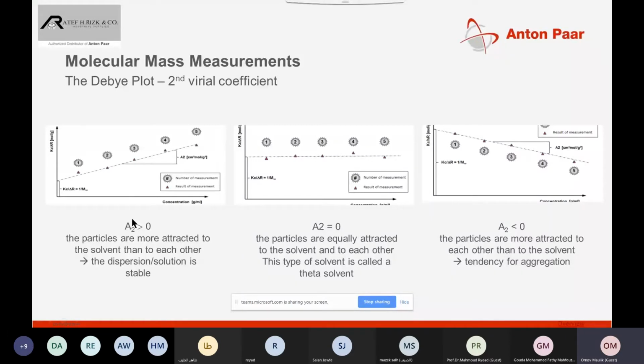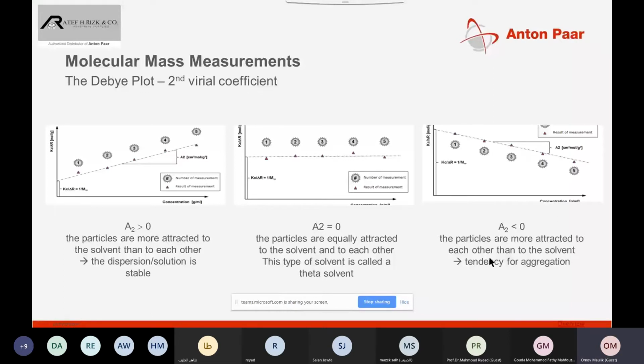And in case you have A2 which is lesser than 0, then definitely your solution or emulsion has a tendency for aggregation. That means whatever emulsion you are having, that is not a stable one.